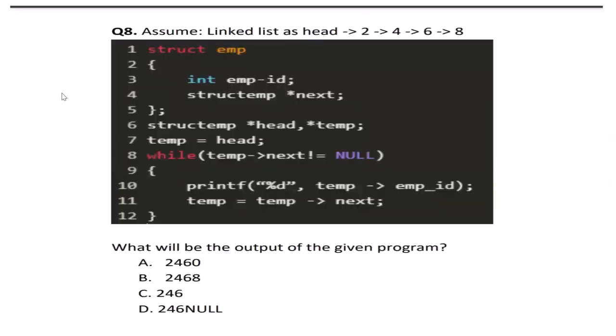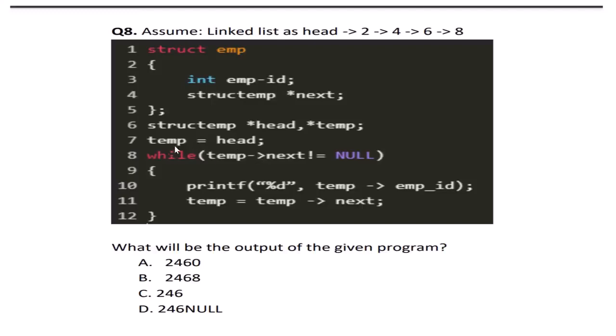Okay, this is an important question, but it must be easy. Even if you have written linked list code once, or even if you know the very basics of linked list, you would have easily cracked it. So what is happening? A struct is made, and for the linked list, things are being done.